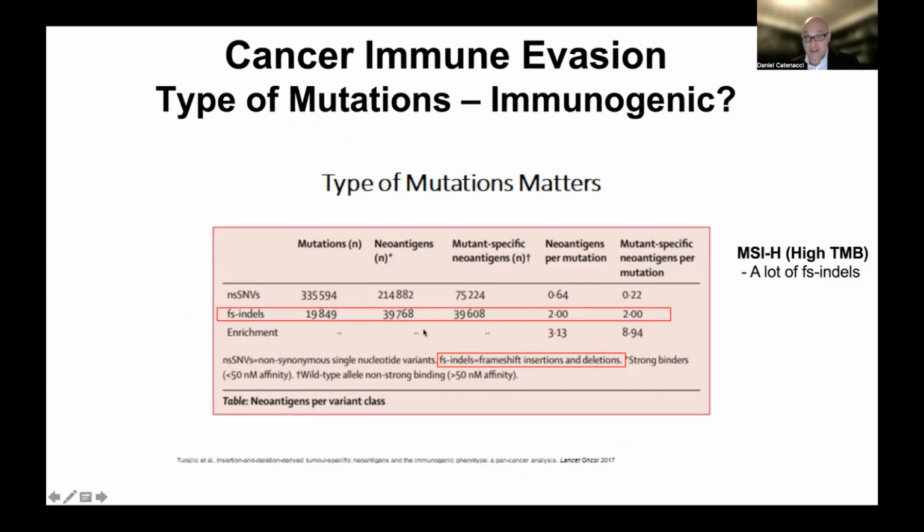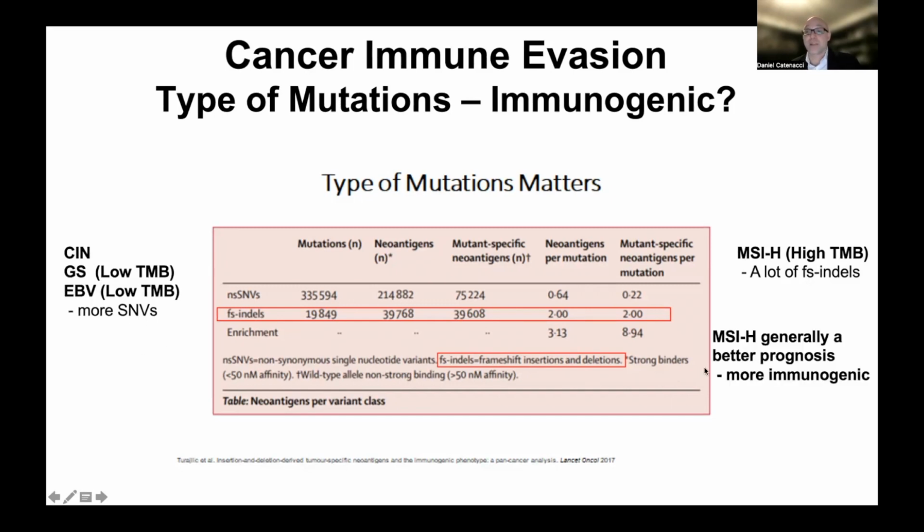variants. And as I was pointing out, although MSI high tumors have a high tumor mutation burden, they also have a lot of frameshift mutations. And so that's a major reason why these cancers are immunogenic. In contrast, the remainder of the gastroesophageal cancers, chromosomal instability, genomically stable, Epstein-Barr virus, they generally have lower tumor mutation burdens, and the tumor mutations that they do have are single nucleotide variants, which are less immunogenic.